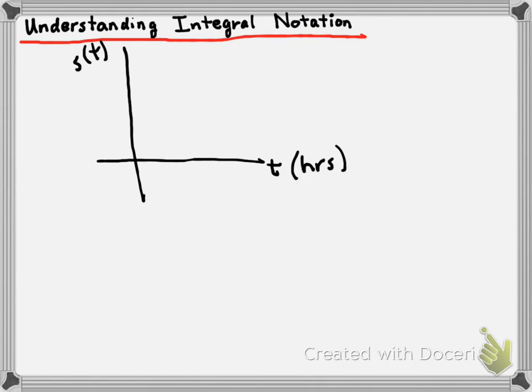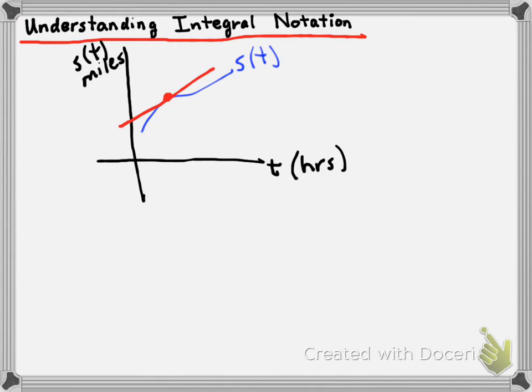s of t or x of t, and this would be, let's say, in feet, miles. Okay. All right, and then we'll just draw some random position function s of t. We know that when we integrate, we go one direction, but when we differentiate, we're going to go back to here.